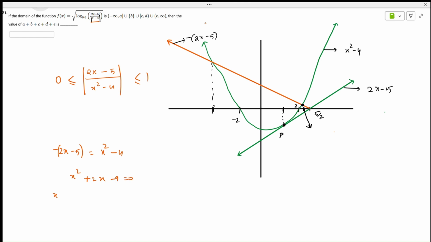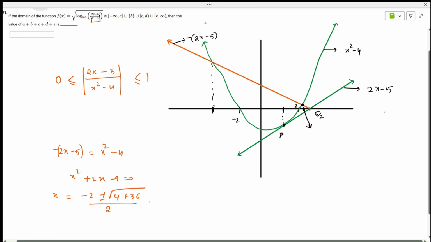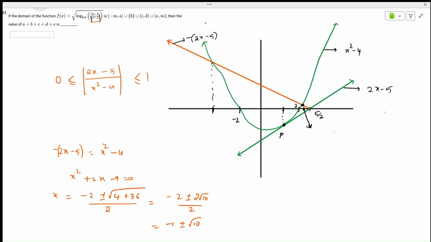So x equal to minus 2 plus or minus root of b square minus 4ac, divided by 2a, that is equal to minus 2 plus or minus root 40, which is 2 root 10, upon 2. So you'll get minus 1 plus or minus root 10. So this line is touching the parabola at two different places. On the LHS it is touching at minus 1 minus root 10, and on the RHS it is touching at minus 1 plus root 10.